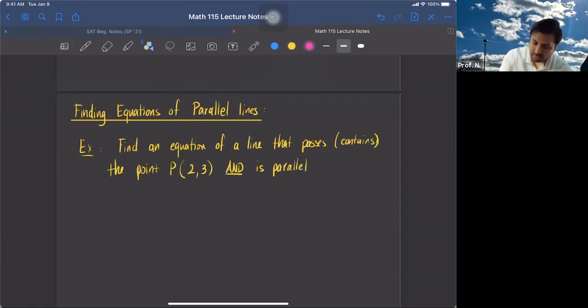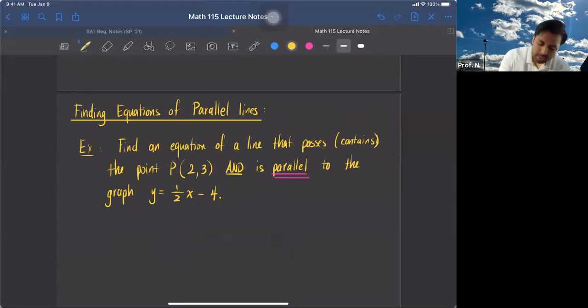Keyword here is parallel. Is parallel to the graph y equals 1/2 x minus 4. So I want to find the equation of a line that contains the point (2, 3) and is parallel to the graph of y equals 1/2 x minus 4.